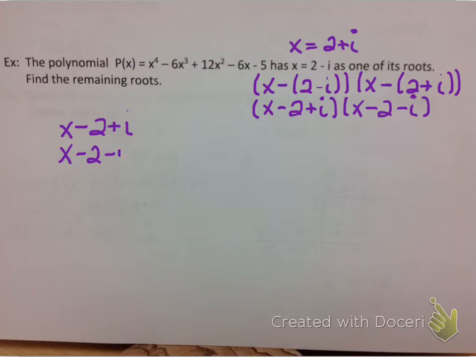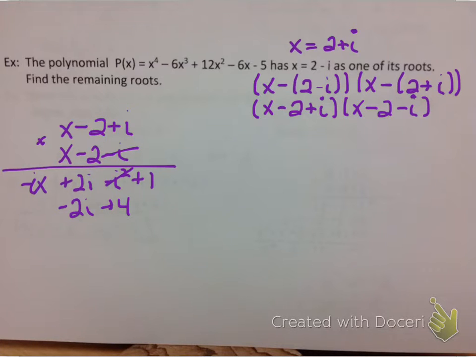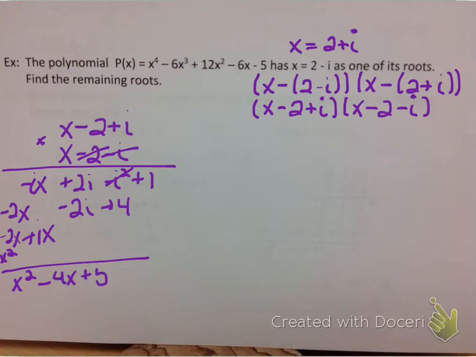So x minus 2 minus i. If you did that, you would have had minus i squared, which would have become a plus 1. Then you would have had plus 2i, then minus ix. Then you would have had a minus 2i. Then you would have had a plus 4. And then you would have had a minus 2x. And then you would have had a plus ix. And then you would have had another minus 2x. And then you would have had an x squared. So you would have had x squared minus 4x plus 5.